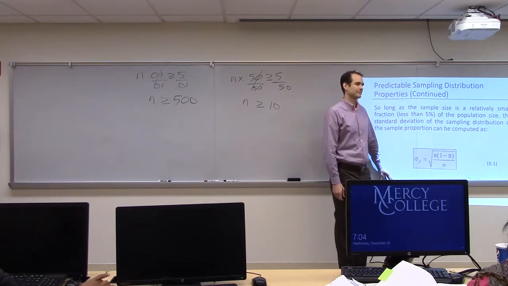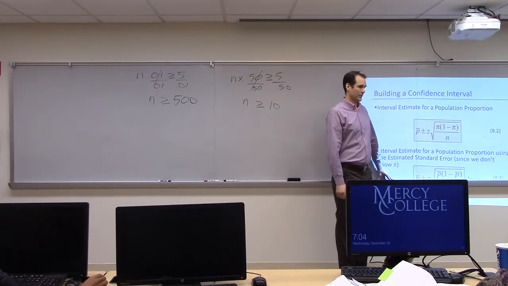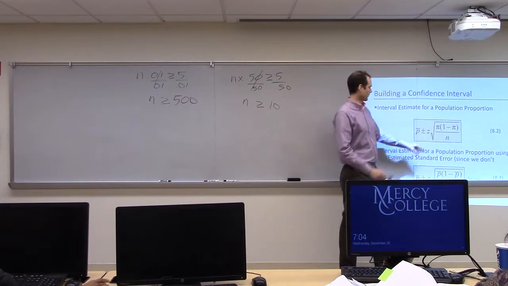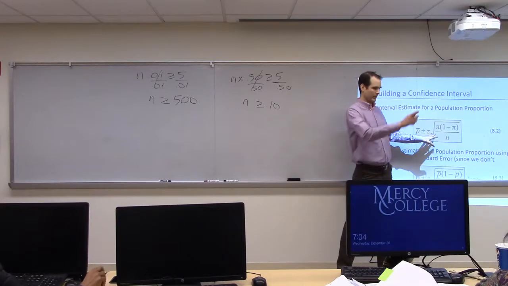So with the previous formula, we usually don't get the population proportion all the time, so can we assume that the sample proportion is what that is? Great question, great question. I'll answer that.